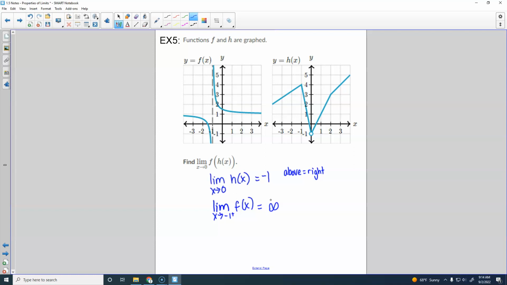So not only do you have to figure out what the limit is for that first step, you also need to think about, are those values coming from the top, from the bottom, or both sides? Above is going to be right. Bottom is the left, and then both, of course, is going to be both.